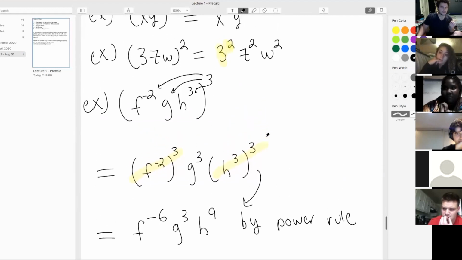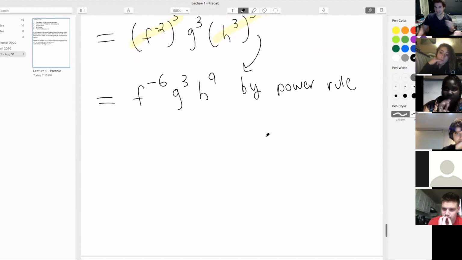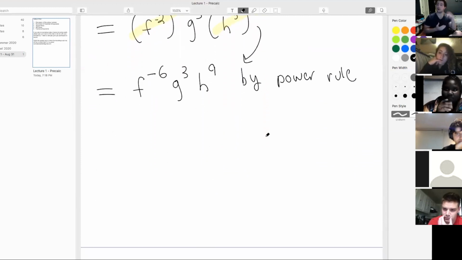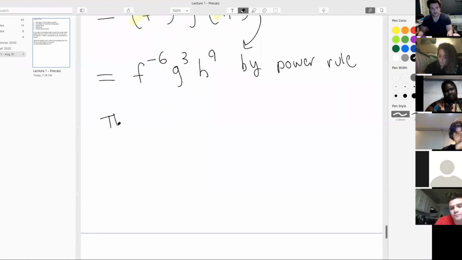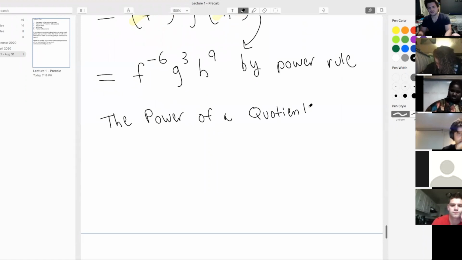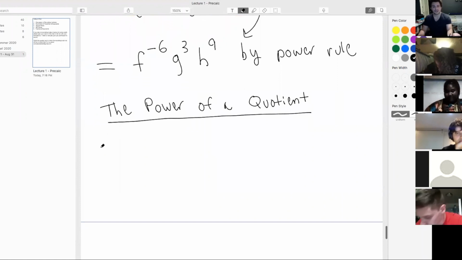All right, cool. So we just did the power of a product. The next natural thing to look at would be the power of a quotient, so the power of a fraction. That's the next rule. Just recall that a quotient is just dividing two numbers. So A divided by B, that's a quotient. We're going to look at a quotient raised to a power. I'm actually just going to jump straight to the rule in this one.